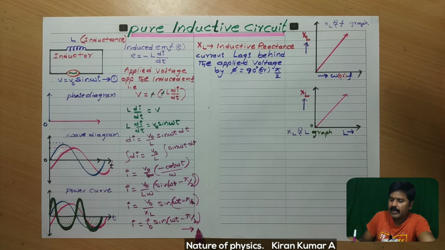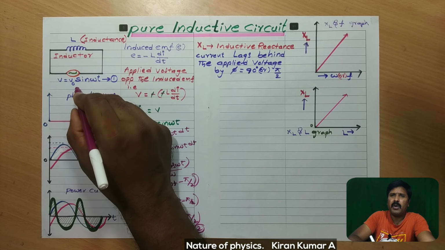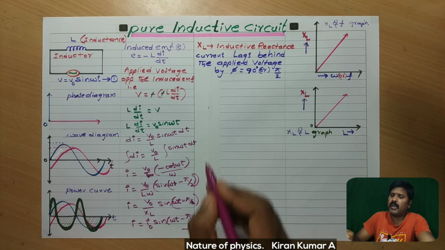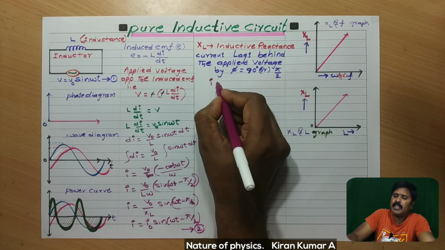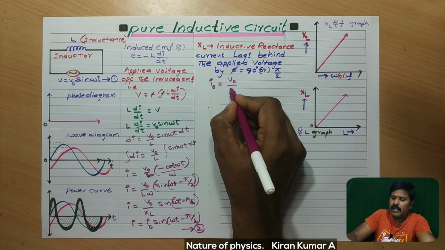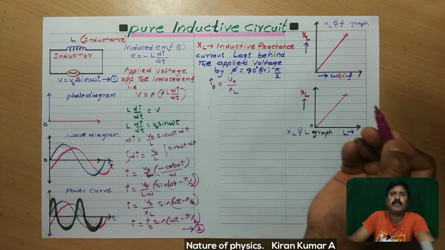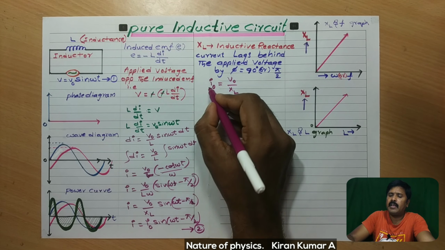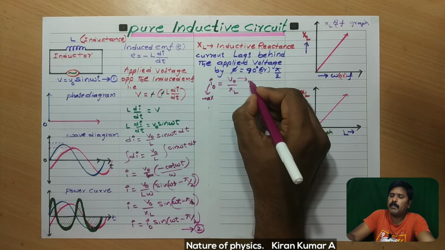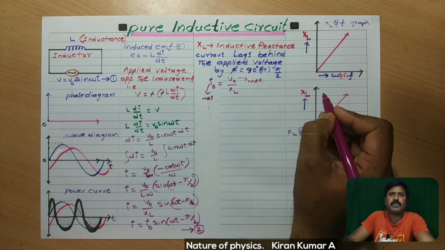This I can write as equation number 2. Equation 1 is the applied voltage, and here we got the current in the circuit, I is equal to I naught sin omega t minus pi by 2. Here I naught is equal to V naught divided by XL. Here I naught is the maximum current and V naught is the maximum voltage.